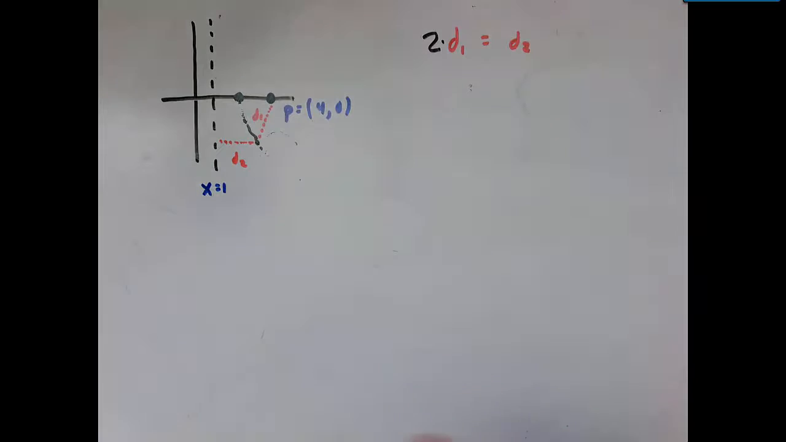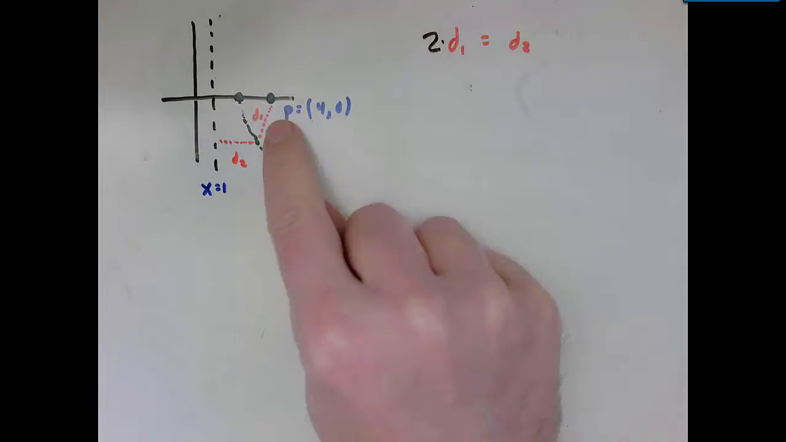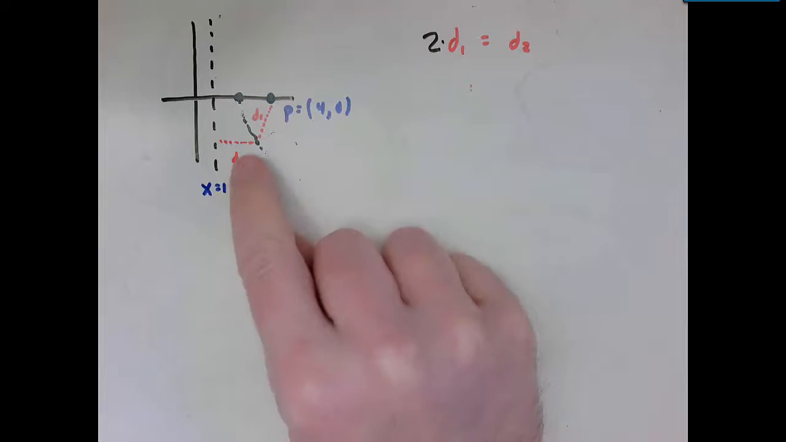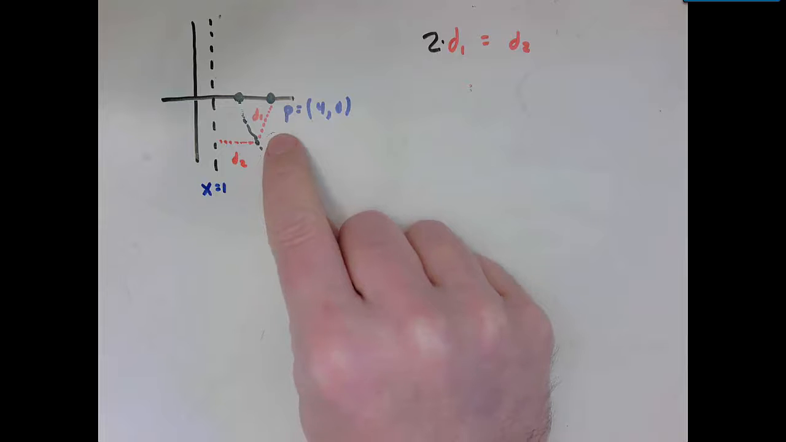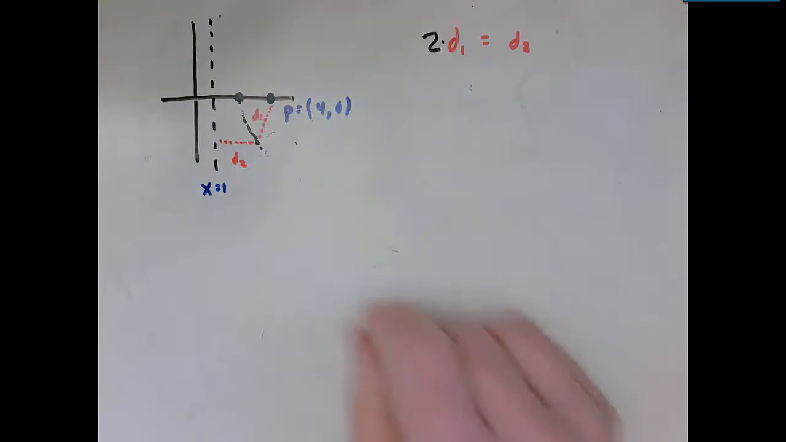And in fact, why don't you pause the video right now and decide, where does this point have to be if distance 2 is twice as big as distance 1? Where does that point move to? And then what do the other points maybe look like? Just make a guess.